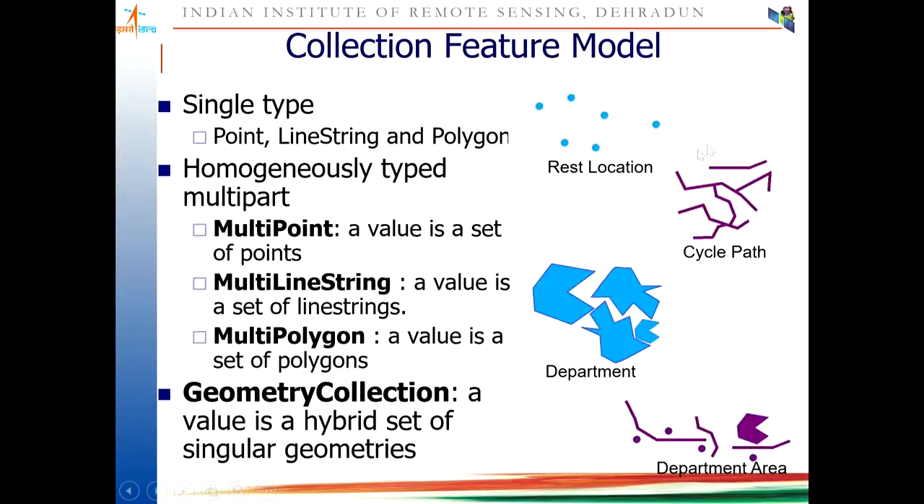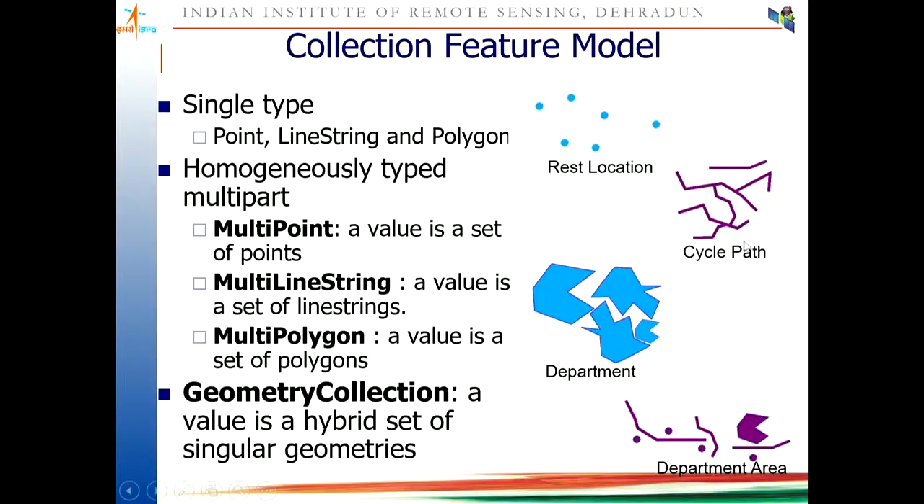Similarly, we have a lot of paths. So these paths collectively are called a cycle path. But still each of those lines has its own representation. So this is basically a multi line. Similarly, a department may have multiple buildings. So all the four buildings can be called unifiedly a single department. So in this case, we see that there is a geometry collection of a single type only.